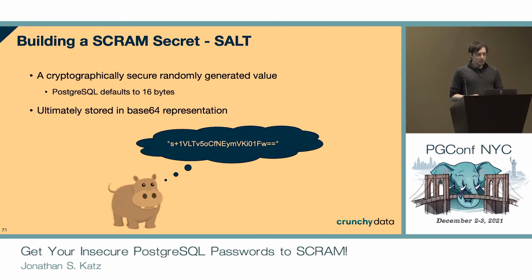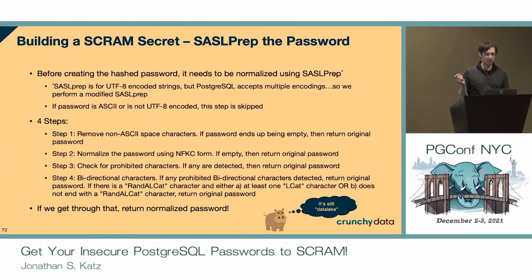So to build the secret, with these three things, you can now start to build up the rest of the secret. There are two things we need to build, something called a stored key and a server key. To do that, we first need to prepare the password for it, and the SCRAM RFC defines specific rules around this. You go through something called SASLPrep. Now, I'm not going to go through all these steps. The slides will be available for reference. But the idea is that you need to normalize the password to a particular form.